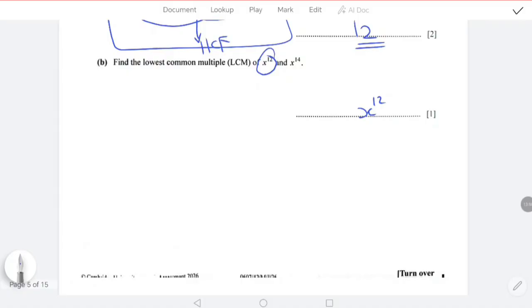Okay, it's like if you have, let's say, 2x to the power of 12, for example, plus let's say 5x to the power of 14. When you factorize this one, what do you do? You take this one outside, right? x to the power of 12. This one, what we call it, the LCM. Okay.